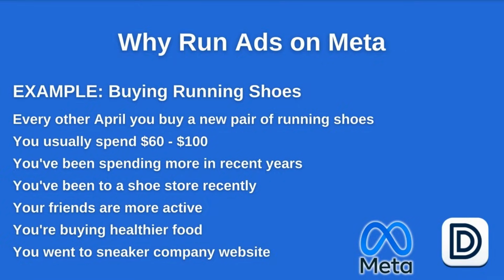Now, let me give you an example of just how smart the machine is these days. This is a real-world example from when I used to run all the ads for New Balance. Let's say you buy a new pair of running shoes every other April. The Meta platform and Facebook knows that you usually spend between 60 and $100 on these pairs of shoes. They know that you've been spending more day to day in recent years than you used to. They also know that you've been to a shoe store recently.